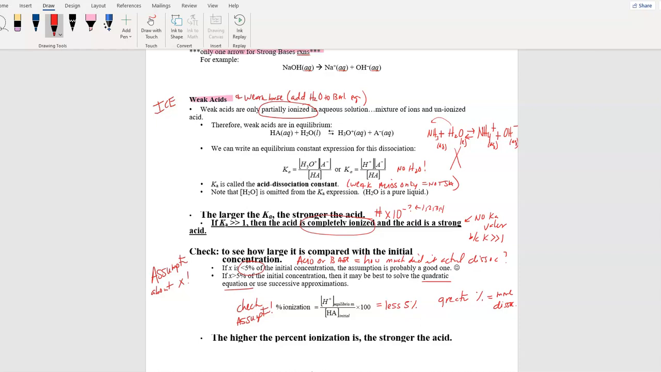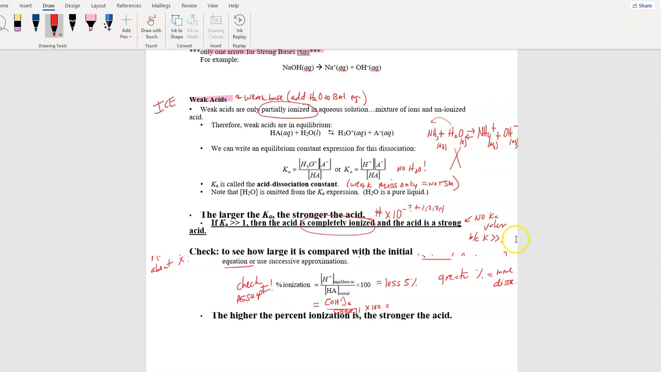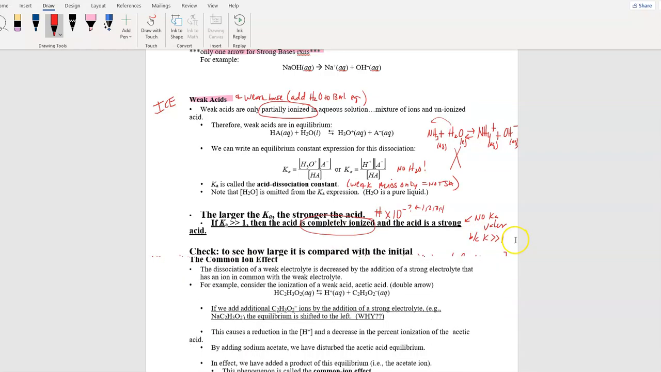This is obviously for an acid. For a base, you would have hydroxide at equilibrium, and then you would have your base, initial, times 100. Okay? The higher the percentage, like I said, the stronger the acid, and strong acids would completely dissociate, 100%.